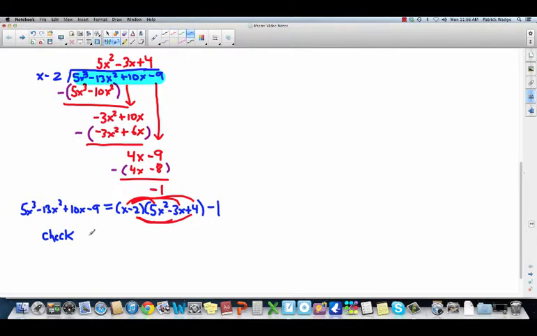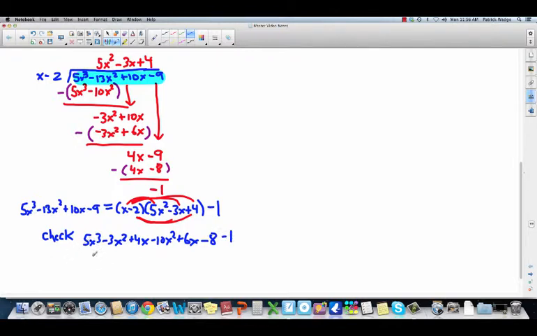X times 5x squared is 5x cubed. X times negative 3x is negative 3x squared. X times 4 is 4x. Negative 2 times 5x squared is negative 10x squared. Negative 2 times negative 3x is plus 6x. Negative 2 times positive 4 is negative 8. And we also have a minus 1.